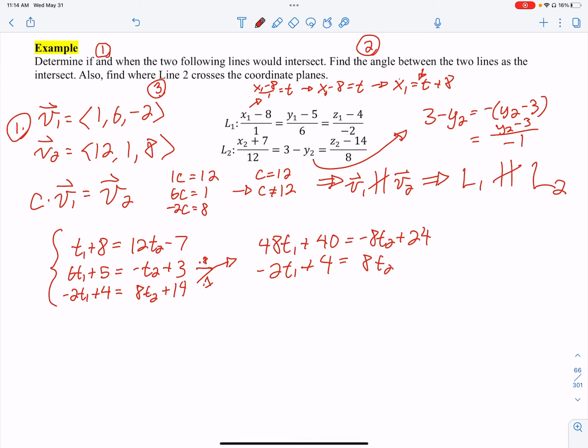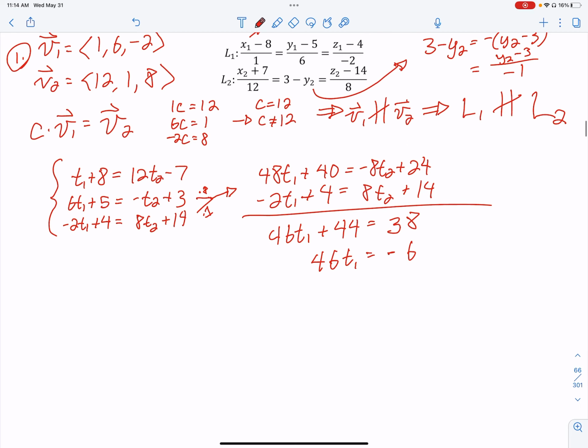Notice the 8t2s are going to cancel. So I got 46t1 plus 44, those are gone, and then I got 38 on the other side. So 46t1 minus 44, that's a minus 6 over here. Ugh, this is gross. Okay, t1 equals negative 6 over 46, which is going to be negative 3 over 23. Gross. So we're going to plug that into the bottom equation there. I got negative 2 times negative 3 over 23 plus 4 equals 8t2 plus 14.